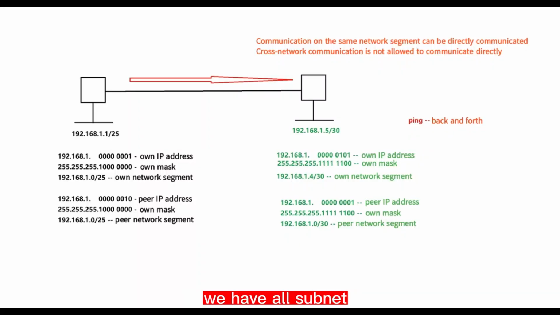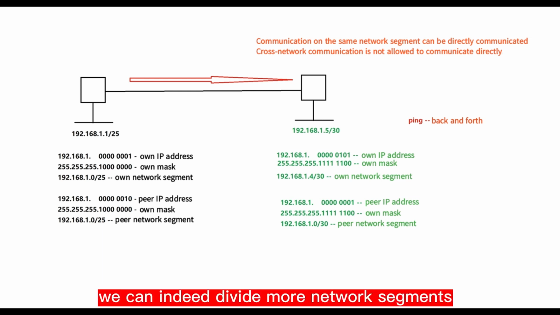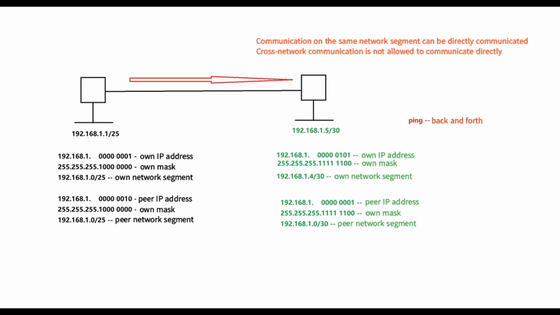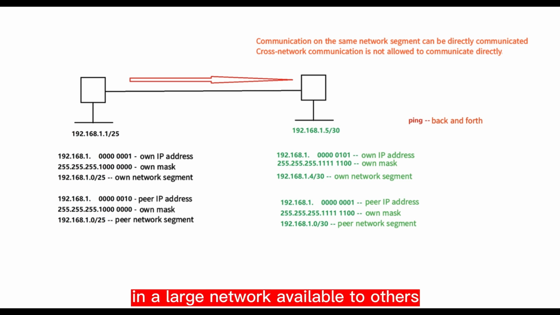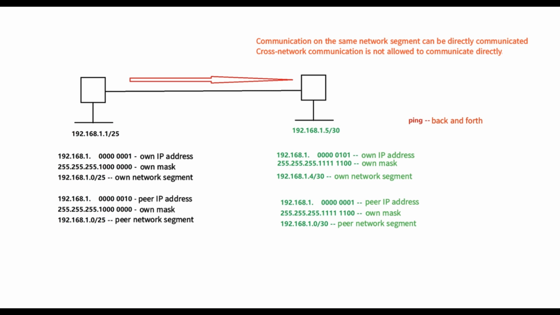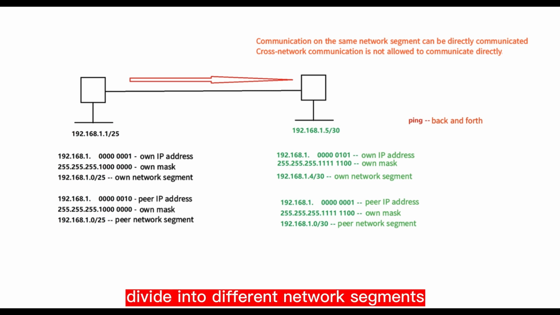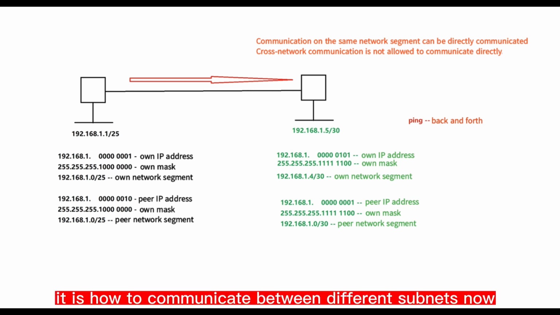Subnets. We have all subnet. After subnetting, we can indeed divide more network segments. We can make multiple IP addresses in a large network available to others. Divide into different network segments, equivalent to saving addresses. But it creates a new problem: how to communicate between different subnets now.